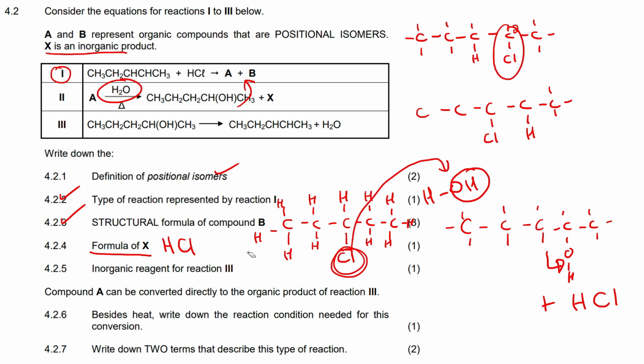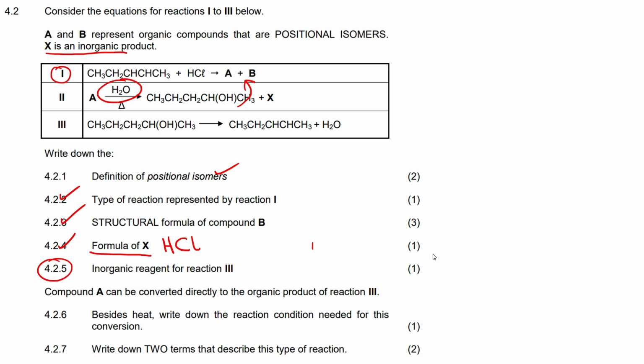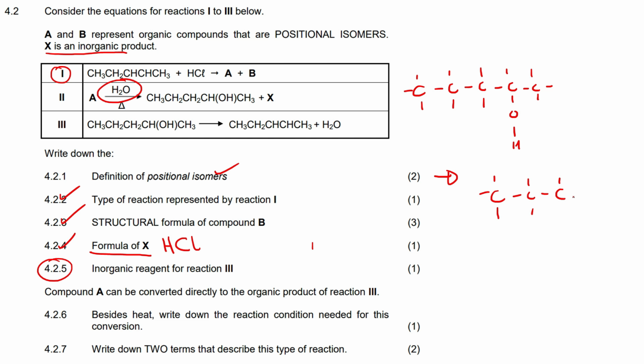Okay, this question over here now. What is the inorganic reagent used in reaction number 3? So in reaction number 3, we are taking, is it exactly this one? CH3, CH2, CH2, CH. Yeah, so we're taking that molecule again. Let's go draw it out again. I apologize. And we are converting it into this. Okay, so we're converting it into CH3, CH2, CH, CH, CH3.